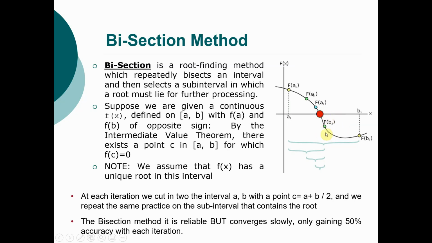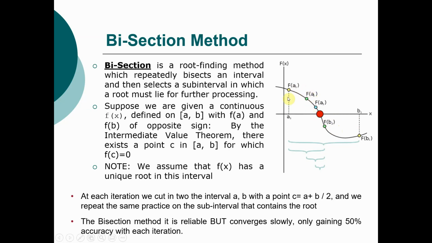So f of b2 is negative, right? f of a1 is positive, f of b2 is negative, so we know there is at least a root between a1 and b2. So we do this again. We divide this second interval into two sub-intervals and find the midpoint value, right? Here b2 was a1 plus b1 divided by 2. If we have a2, it's going to be a1 plus b2 divided by 2. And we find the value of f at the new midpoint.